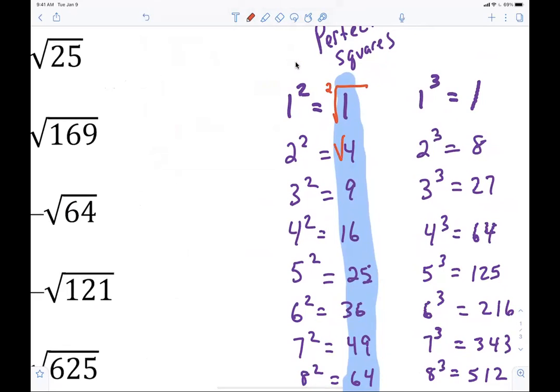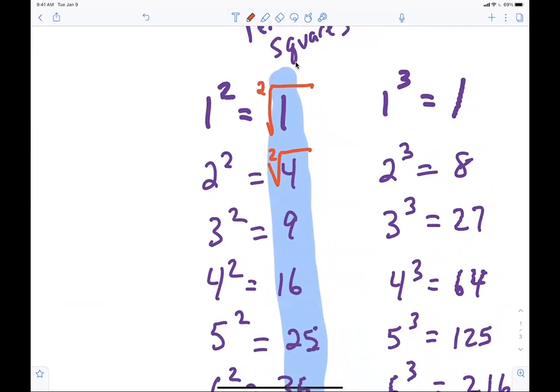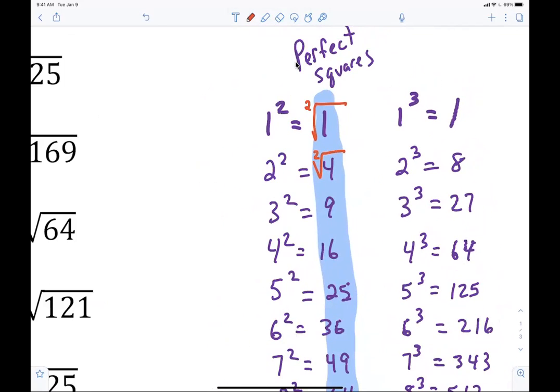Technically, if I do the square root, there's a little 2 up in the corner, but we just don't write it. Okay. Now, how do I undo a cube? We take the cube root, is what they call it. So if I say, what's the cube root of 8?